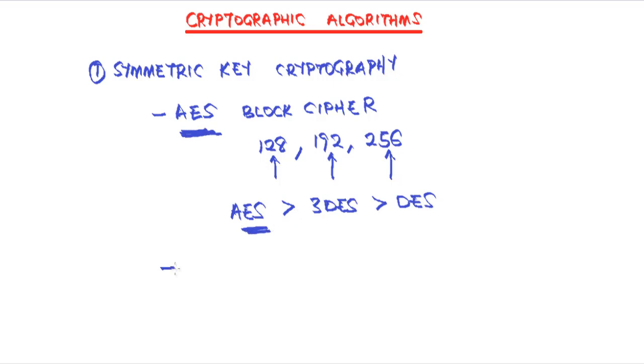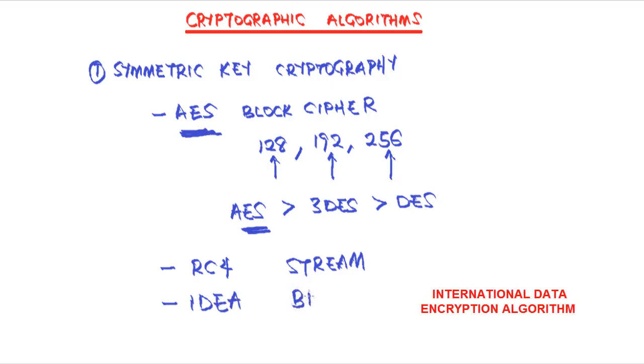Some other symmetric key algorithms that we could have are RC4, which is a stream cipher, and you could also have IDEA, which is a block cipher.